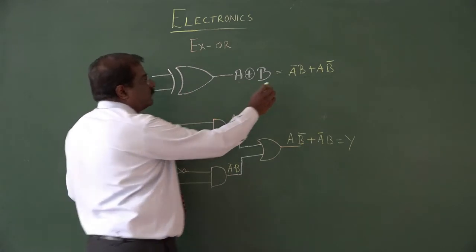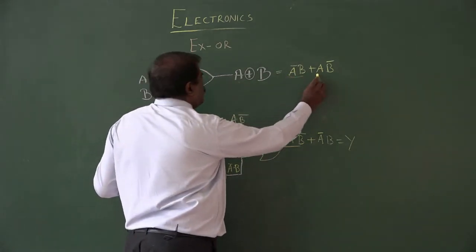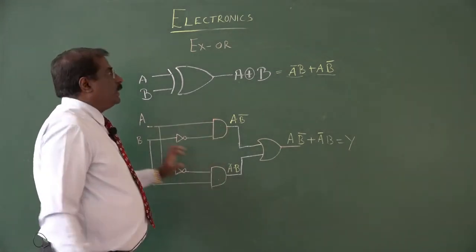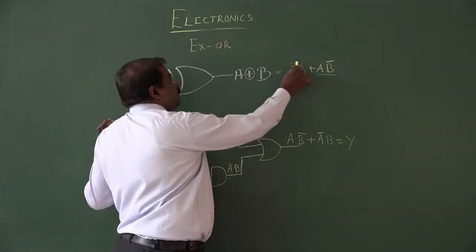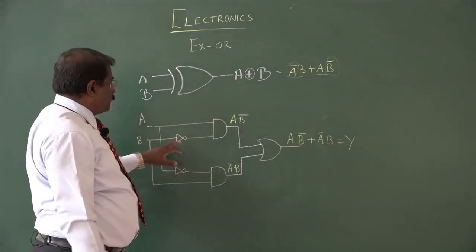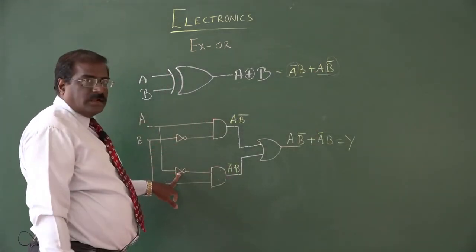How many AND gates do we need? For this term one AND gate, and for this term another AND gate. These are the two AND gates. Wherever the bar appears, we need the NOT gate. So here one NOT gate and another NOT gate.